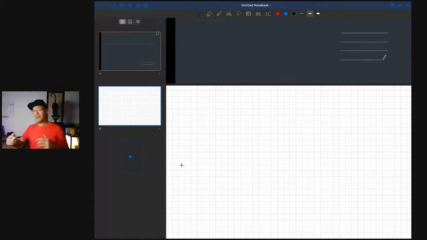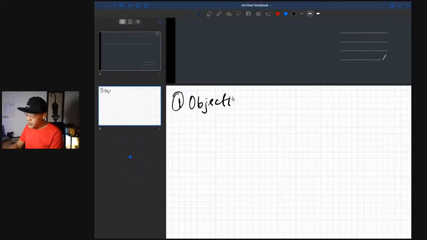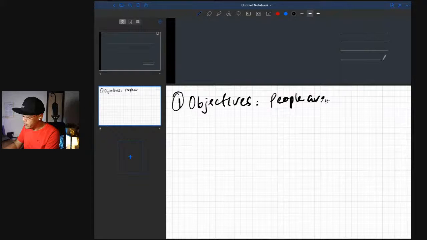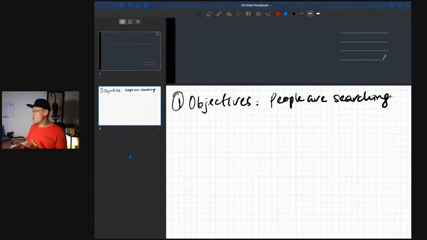Okay, so the workflow. First things first, be very, very clear about what your objective is. The objective that you have in mind, what exactly is it that you want to achieve? For me, it's to find out if people are searching, right? I want to find out if people are searching, and as long as I know that people are searching, I am able to then determine whether this is something that's going to work.